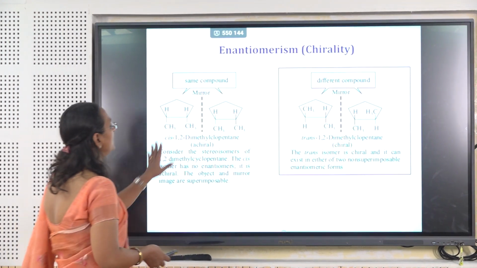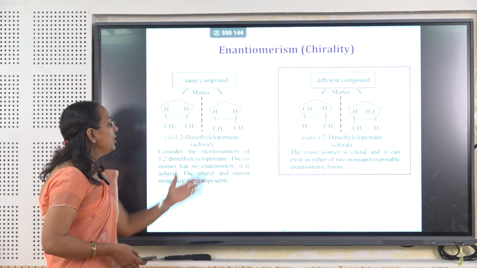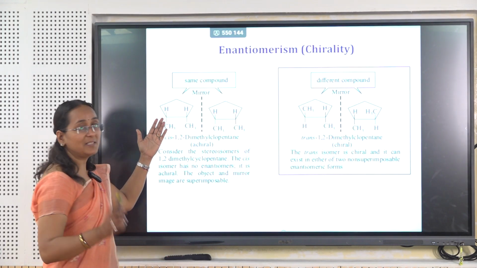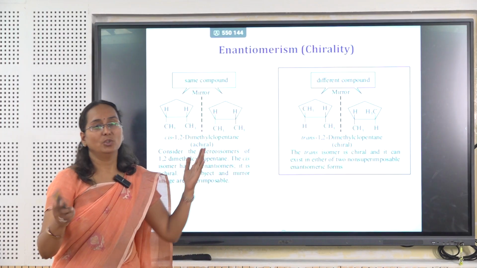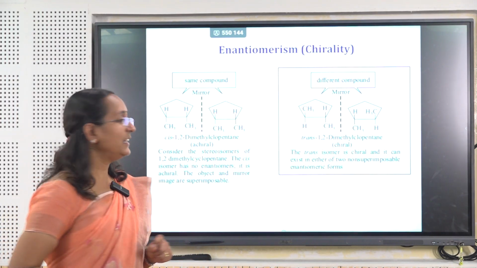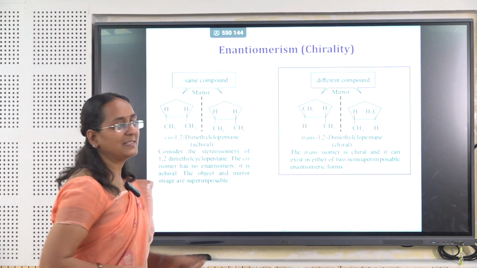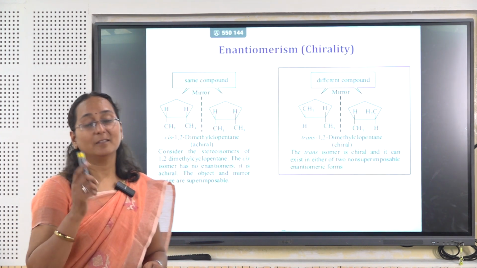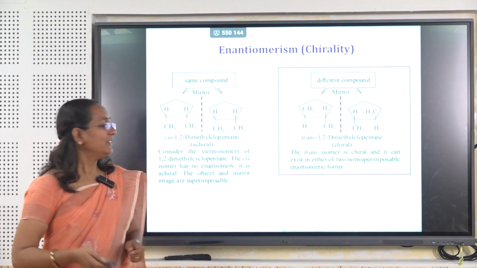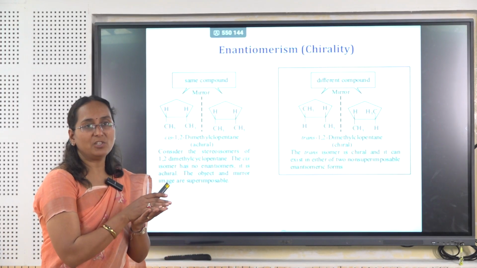You can see that these four groups are the same. Whenever you put this image on this one, it will be superimposable. These are non-superimposable, so this means these are not enantiomers. In this example we can see easily that this cis-1,2-dimethylcyclopentane can't show enantiomers, because these are superimposable on each other.